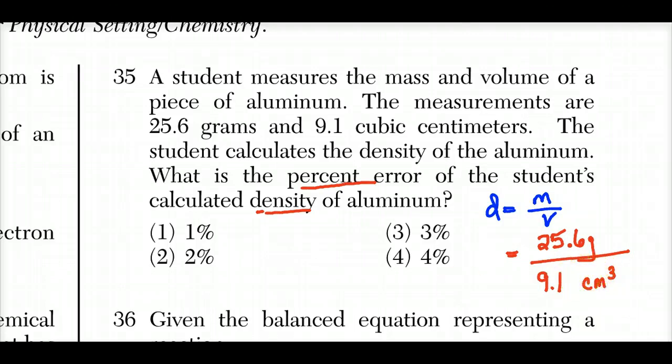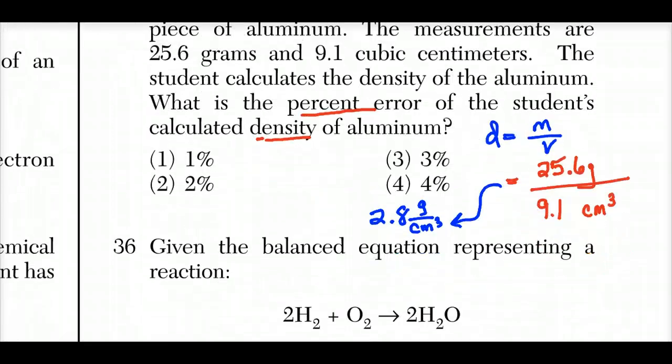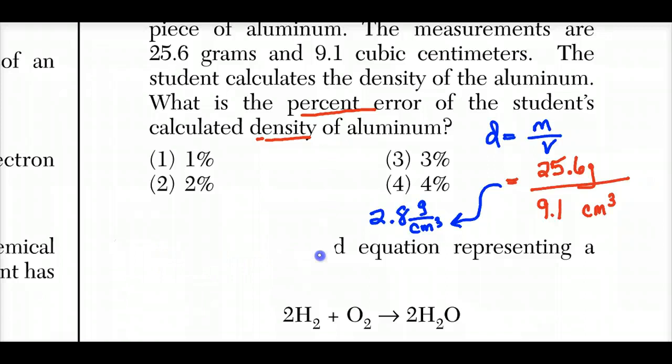So we're going to put that in our calculator. And when you put this in your calculator, grams over volume, you're going to get a value of 2.8 grams per centimeter cubed. Now that is your measured value. And when we do a percent error, what we're going to do is compare our measured value with our accepted value. So we're going to need an accepted value.